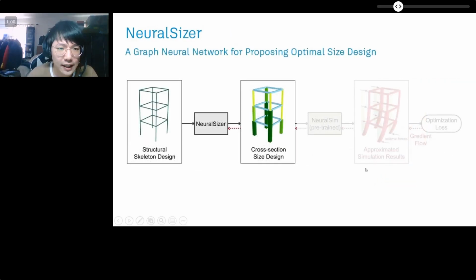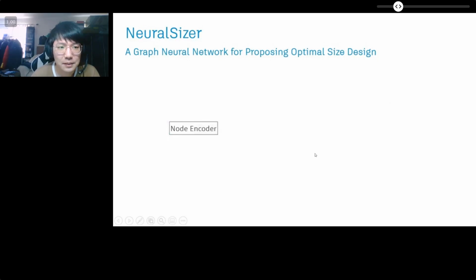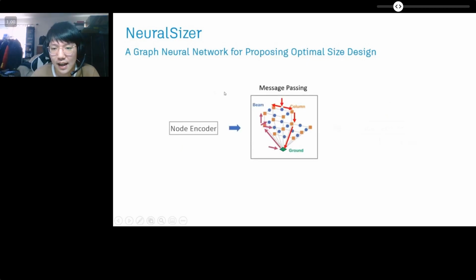Next, let's take a look at the NeuroSizer, which takes in the skeleton design of a building and outputs the optimal size design. So similarly, NeuroSizer starts with a node encoder, goes through the message passing, and then since we have this per node output, we just use a standard MLP decoder with an output function being the Gumbel softmax, and in the end, we get the cross-section output.